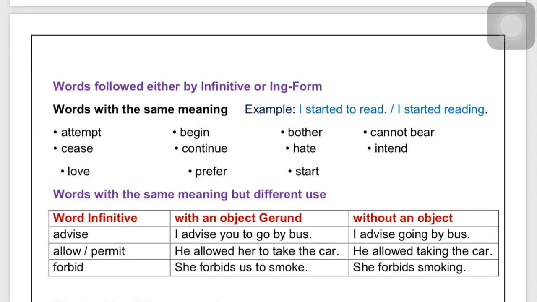Another example, we have allow or permit. He allowed her to take the car, or he allowed taking the car. He used the object her, then he used to plus infinitive. And he allowed taking the car. He put the gerund directly after the verb allowed. The same with forbid. He forbids us to smoke. She forbids smoking. Here he used us as an object pronoun, then to smoke. But she forbids smoking. He put smoking as a gerund directly after forbids.